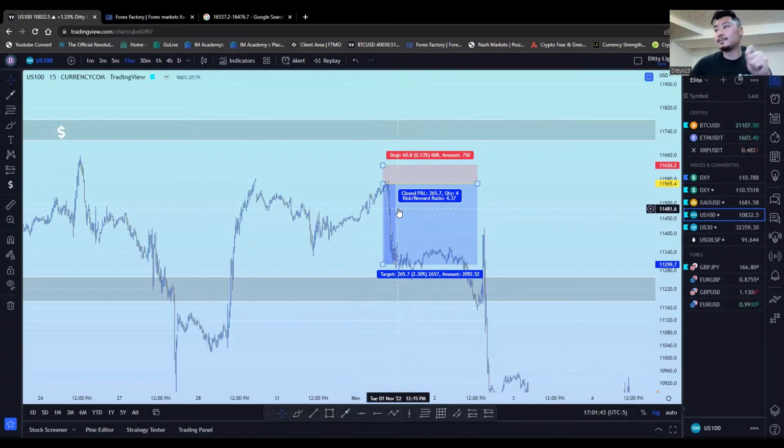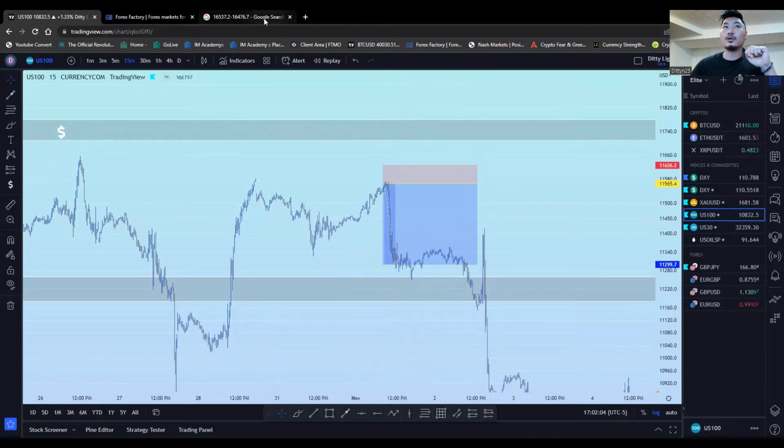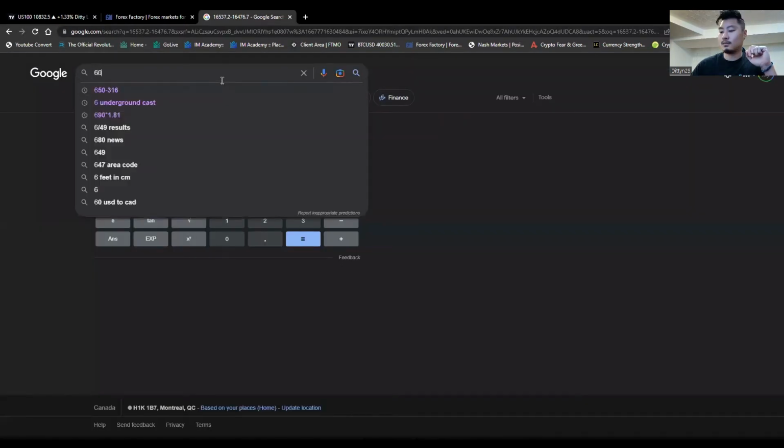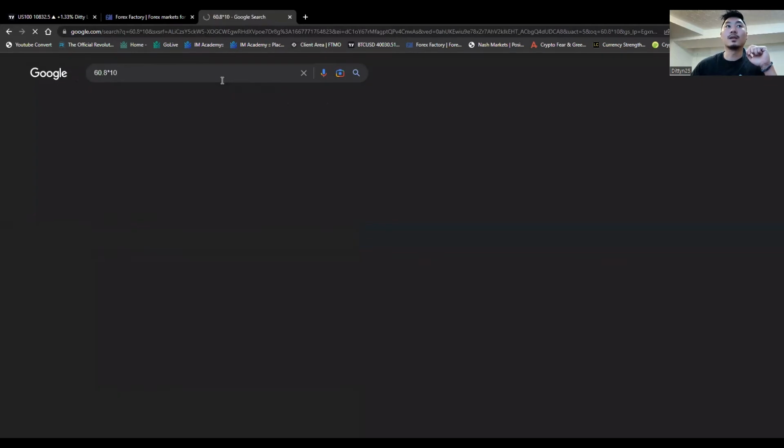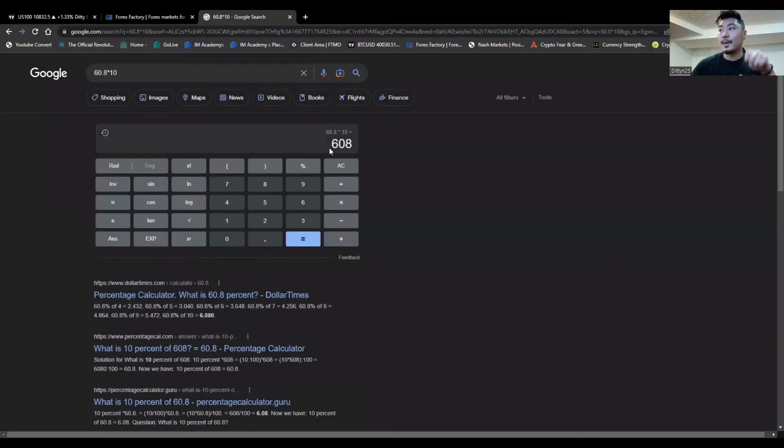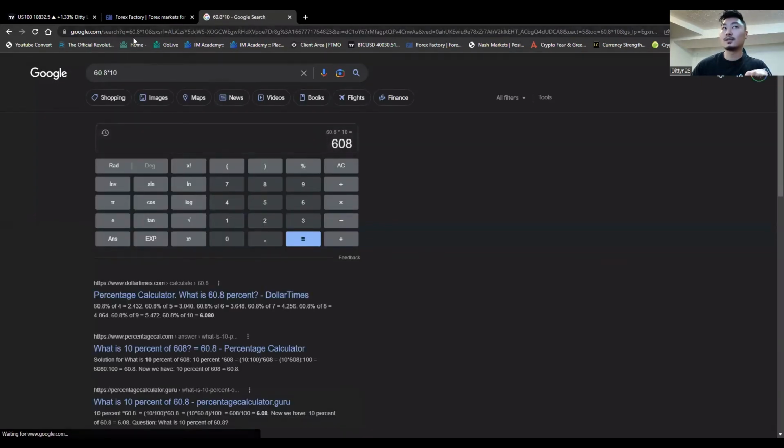Okay, but like we said, gold, Ethereum, Nasdaq, and also US 30, every dollar of movement equals 10 pips. So to know how many pips I'm risking on that setup, what you do is just 60.8 times 10, boom, 608 pips, right?